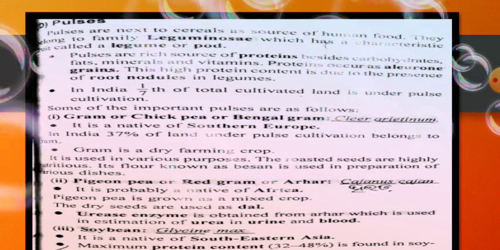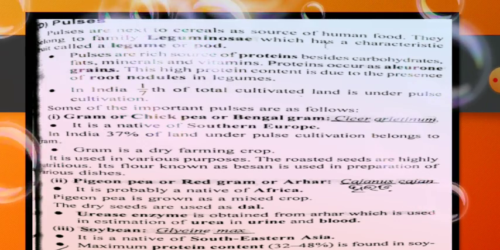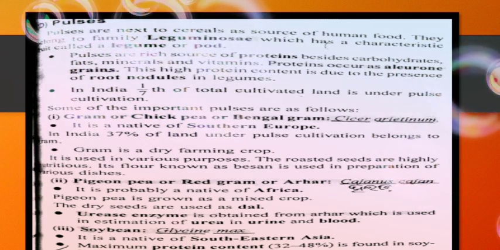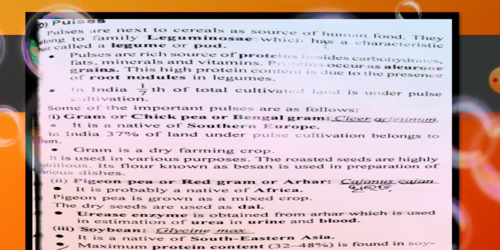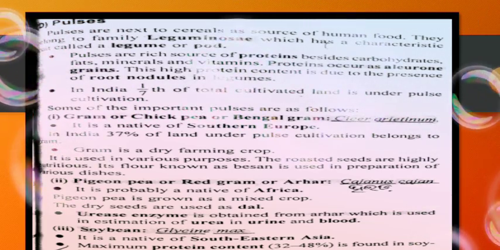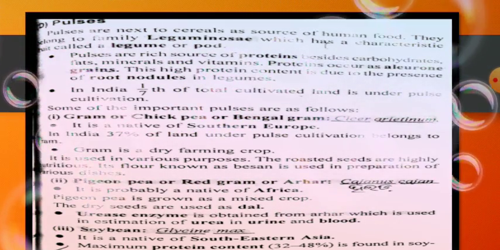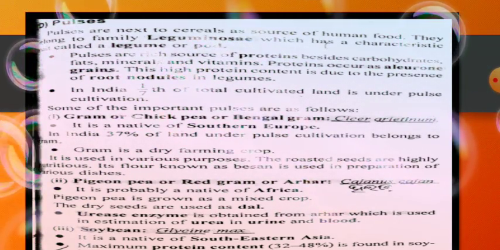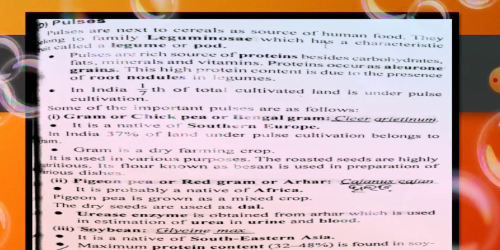Basically, the leguminous family belongs to the pulses, which has a characteristic fruit that is called the legume or the pod. So in the case of the leguminous family, the fruit is known as the legume or the pod. Pulses are highly rich in proteins, besides carbohydrates, fats, minerals, and vitamins.